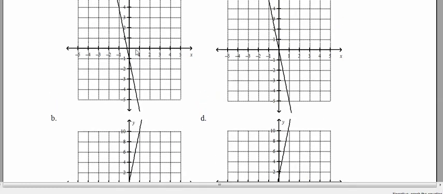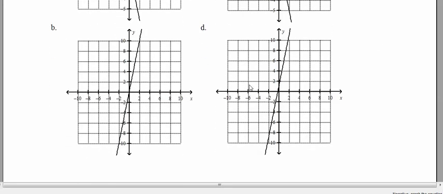Does this go up and to the right? It's not that one. Does this go up and to the right? It's not that one. Does this go up and to the right? Yes. Does it hit at 0? Good. Does this one go up and to the right? Does it hit at 0? No. See how it's just missing 0 there? So answer is C.